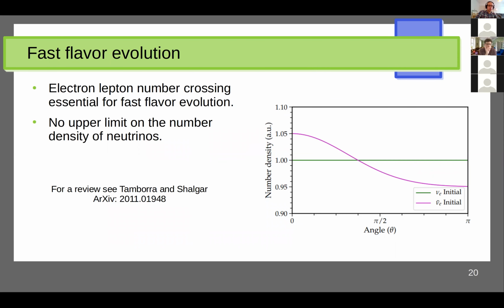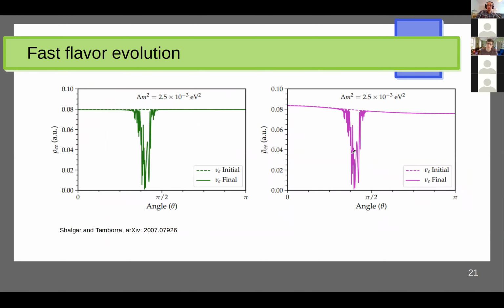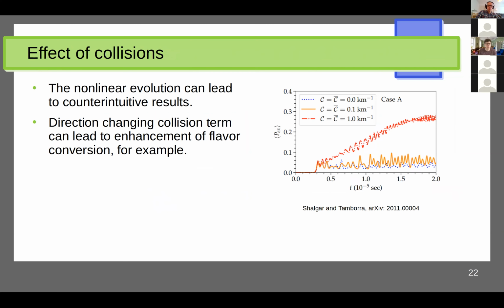So what is the electron-lepton number crossing? It's shown in this figure. If we have an angular distribution of antineutrinos and neutrinos, they should cross at some point. If we have such an angular distribution, then at some later time, the neutrino flavor evolves in a very interesting manner. And because this neutrino flavor evolution is governed by nonlinear dynamics, some strange phenomenology can be seen. One of those strange phenomena is the fact that collisions can enhance the amount of flavor conversion. Now, why is this surprising?